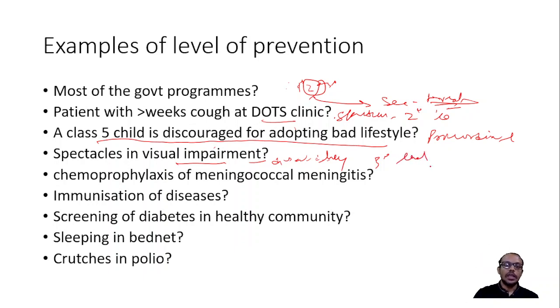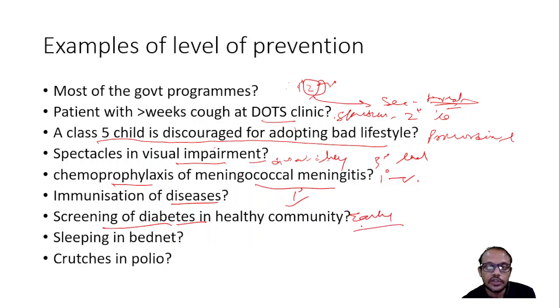Chemoprophylaxis of meningococcal meningitis: any chemoprophylaxis or immunization is a specific protection, and specific protection is a part of the primary level of prevention. Immunization is also a specific protection, it is primary level of prevention. Screening is done for early diagnosis. It is a healthy community, but apparently healthy. Many of the people have diabetes and they appear to be healthy. So screening is done to select out the cases.